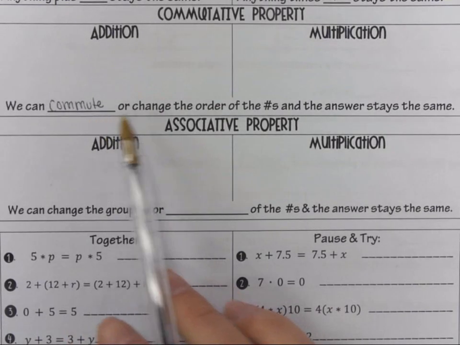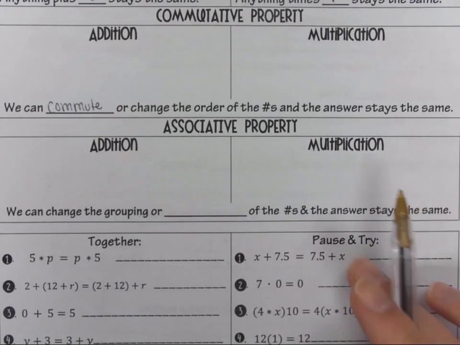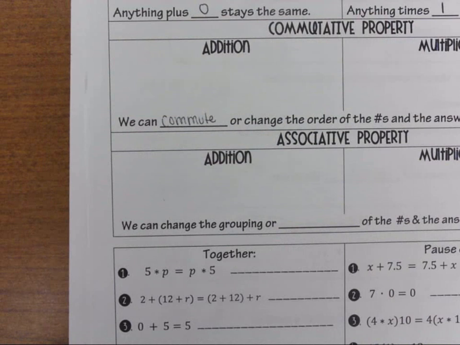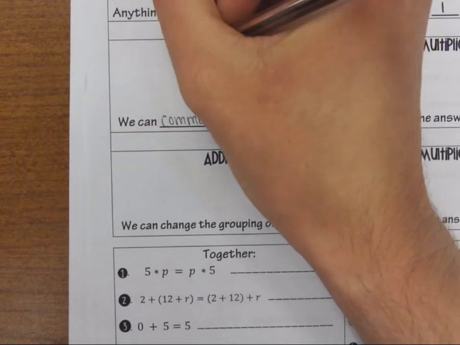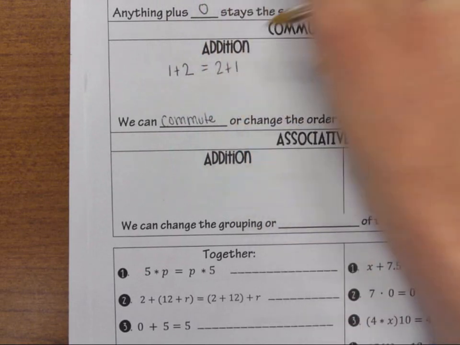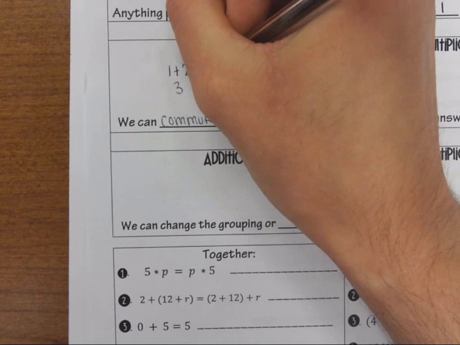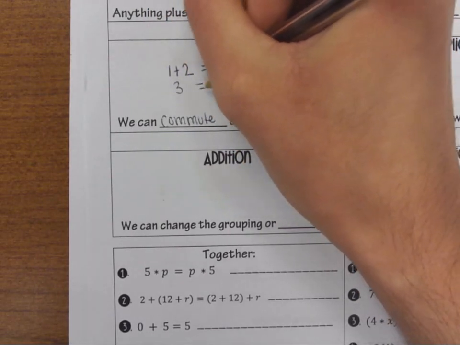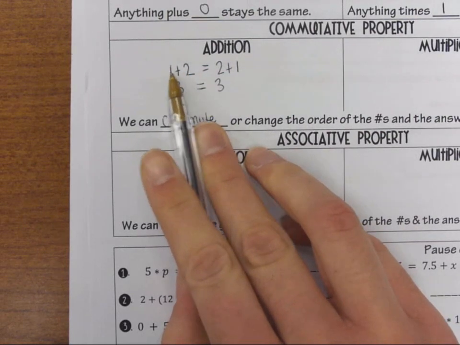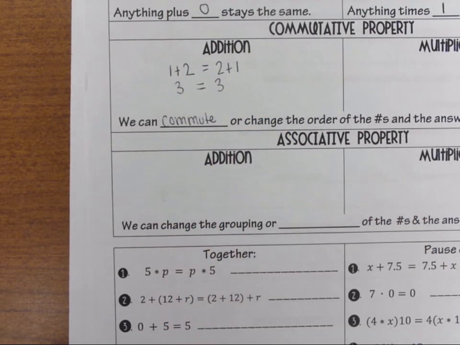So what that means in math is that we're just going to move our numbers around. We're going to change their order, and our answers will stay the same. So for example, with addition, addition is a property that is commutative. So if I have 1 plus 2, is that the same as saying 2 plus 1? Let's check and see. 1 plus 2 is 3. 2 plus 1 is also 3. So yes, this is one where the order doesn't matter. I can add 1 plus 2, or I can do 2 plus 1, and I get 3 both times.